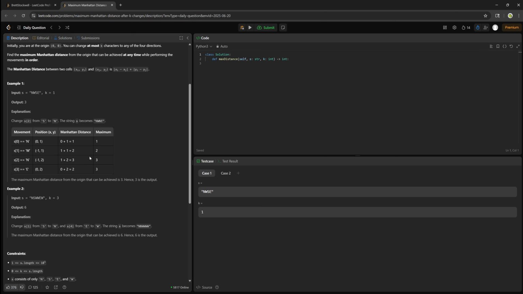Oh, you have to... Okay, so you keep the maximum distance after each time, so the end result is not the final result. Interesting. That actually makes it a lot harder. That does make it more difficult.